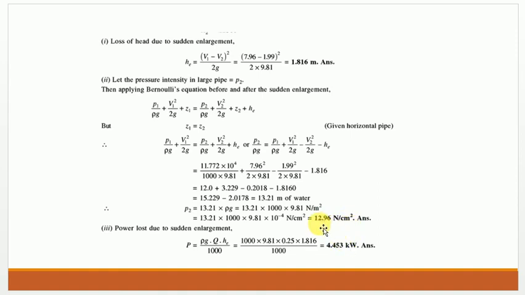Right. So here the pressure has increased and velocity has decreased. In the larger pipe, the pressure is increased, velocity is decreased. Now what is the power loss due to the sudden expansion? We know that the power loss in the flowing fluid will be weight density, discharge and head loss. So weight density is 1000 into 9.81, for water 1000 being the density. Q is already given as 0.25 and head loss due to expansion is 1.816. If we substitute and find out, it will be 4.453 kilowatt, which is the loss of power.